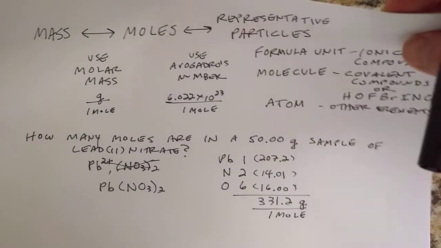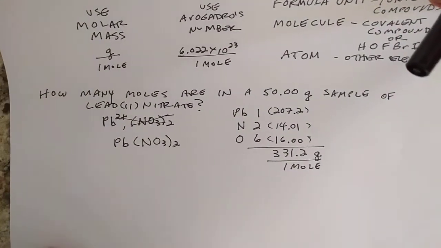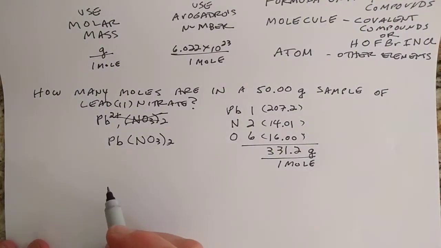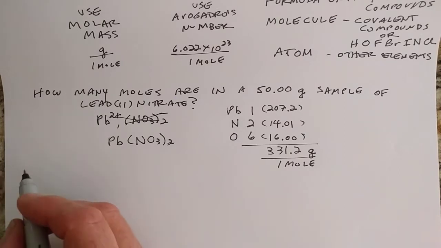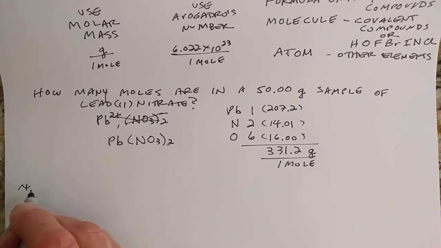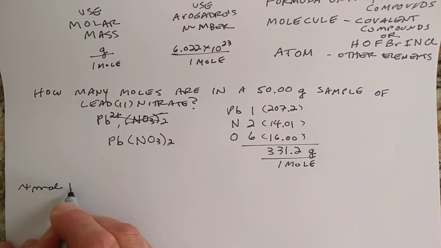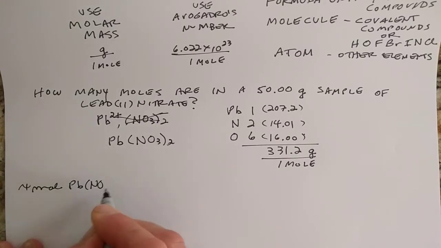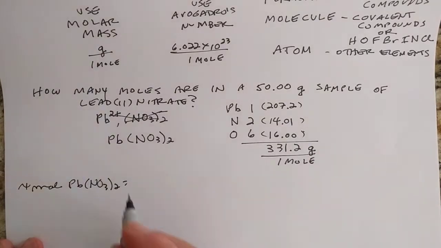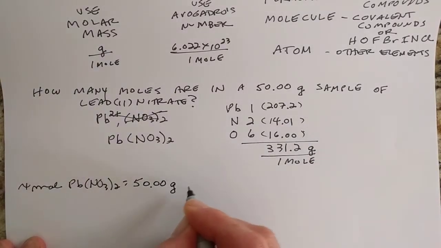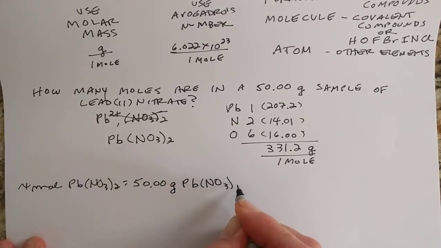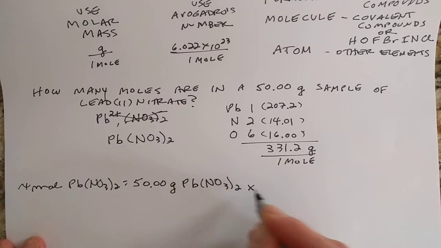So now we're just going to do dimensional analysis. We start out with our X. What are we looking for? We're looking for the moles. So X moles of Pb(NO3)2. Set that equal to our quantity of interest. We're interested in 50.00 grams of Pb(NO3)2. Put in our multiplication sign and crossbar.